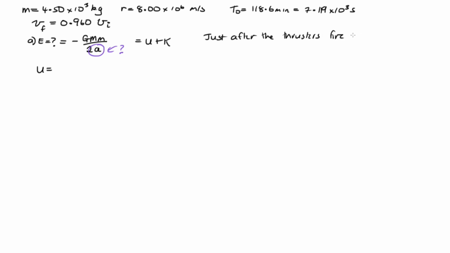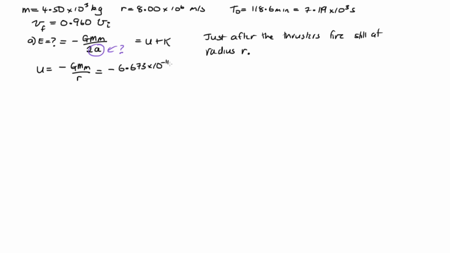it's still going to be at radius r. So when a rocket fires its thrusters, it doesn't suddenly disappear from the spot it's at and reappear somewhere else. It stays at that radius for a short amount of time, but firing its thrusters will make the radius of the orbit eventually change. So we can say this is equal to minus GMm on r, and this r is the initial r that it was at.